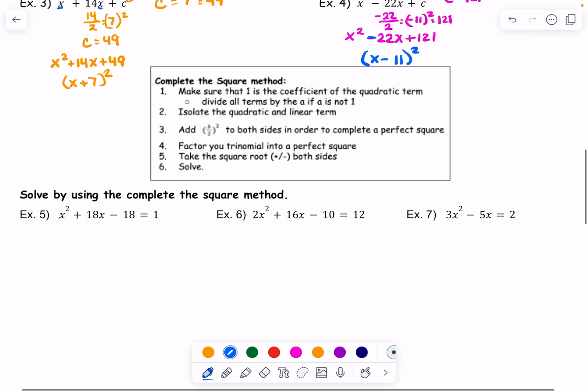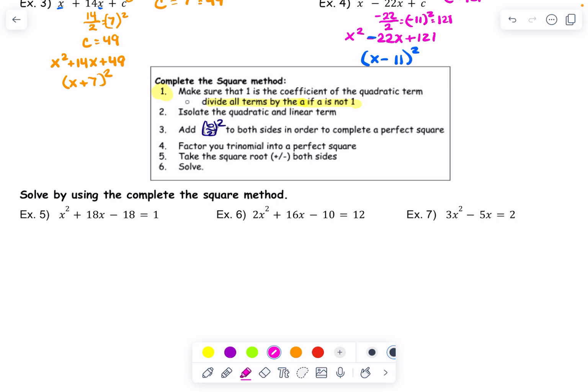Okay, so how do we then use this in an equation? Oh, this is super messy. This is supposed to be b over 2 squared. And that's what we've been doing, adding b over 2 squared to make our perfect square. So what is the first step? The first step is to make sure that 1 is the coefficient of the quadratic term. If we don't have 1, we're going to divide all terms by a. Divide all terms by a if a is not 1. That's super important, okay?